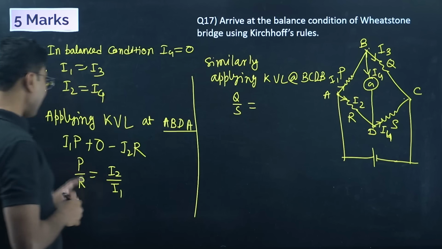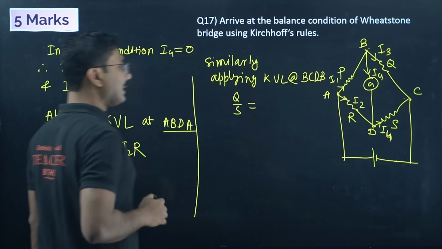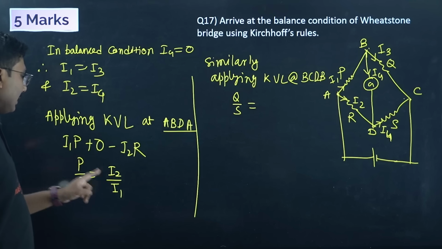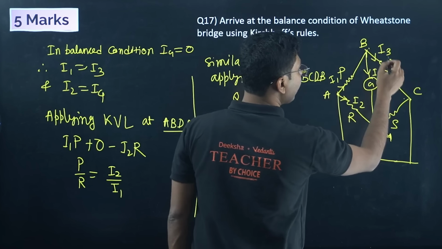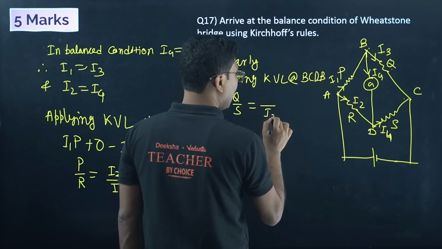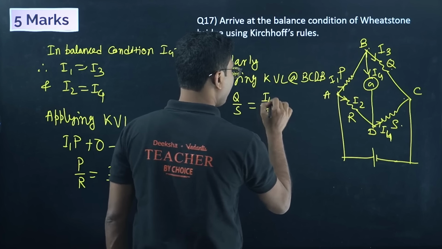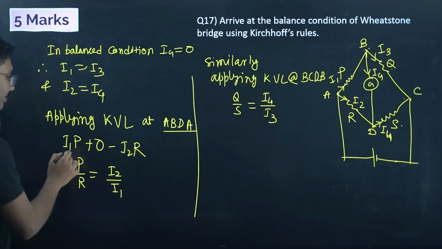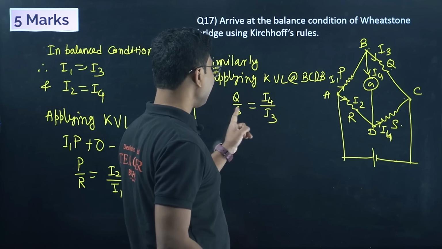Now if you see that P by R is I2 by I1. So what is the current through P? P is I1, but it is coming in division, right? What is the current through Q? Current through Q is I3, so it will be in the division, and current through S is I4, that will come in the top portion. So it is an inverse, P I1, R I2. Similarly, Q is I3, S is I4.